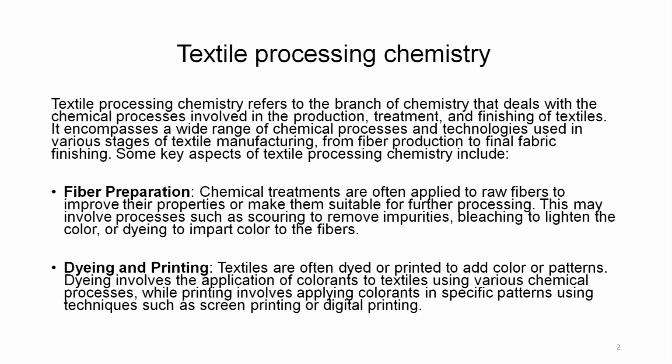Some key aspects of textile processing chemistry include fiber preparation. Chemical treatments are often applied to raw fibers to improve their properties or make them suitable for further processing. This may involve processes such as scouring to remove impurities, bleaching to lighten the color, or dyeing to impart the color to the fibers.